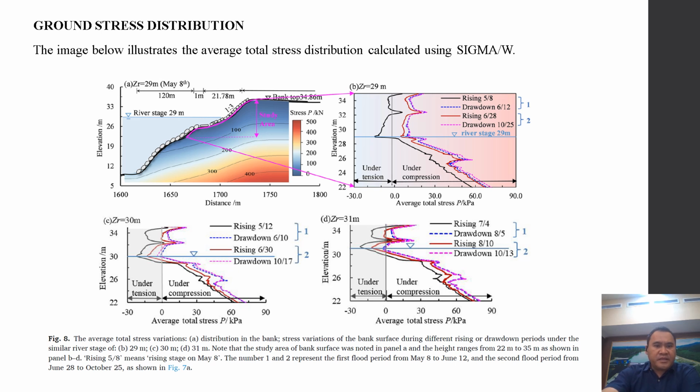So the image below illustrates the average total stress distribution calculated using sigma W. So we can see the ground stress distribution. On the left, this is under tension, and then the right is under compression. So it means that the riverbank outside the revetment is under tension force, and the riverbank which has the water is under compression. So we see this in the graphic in this figure.